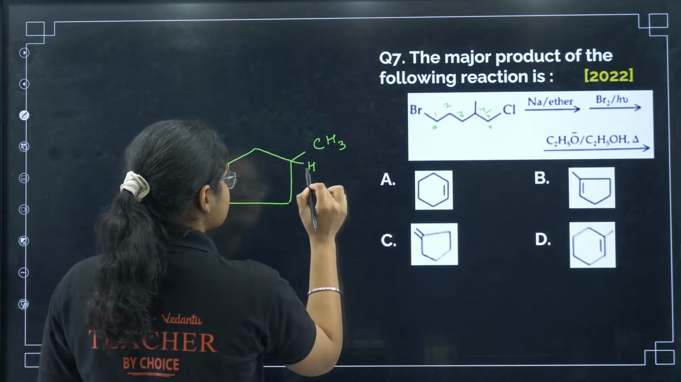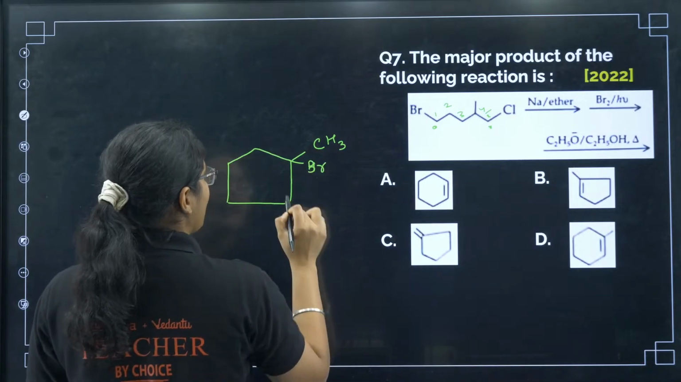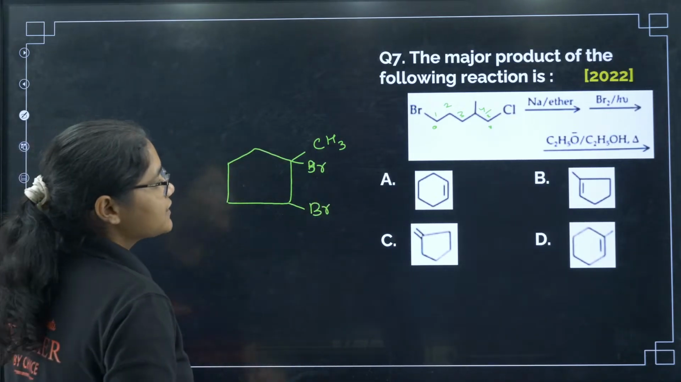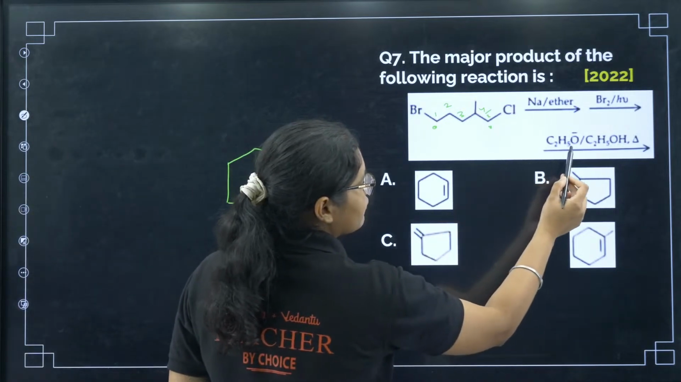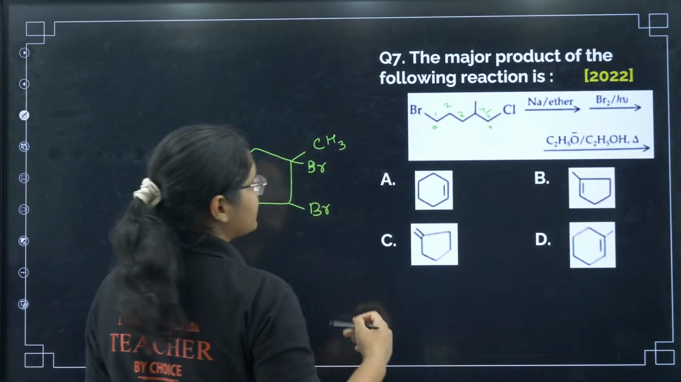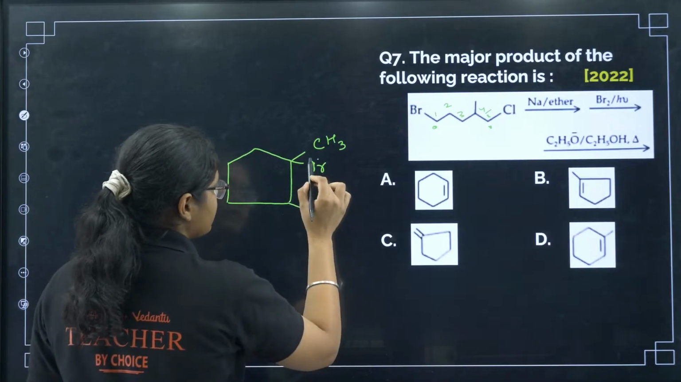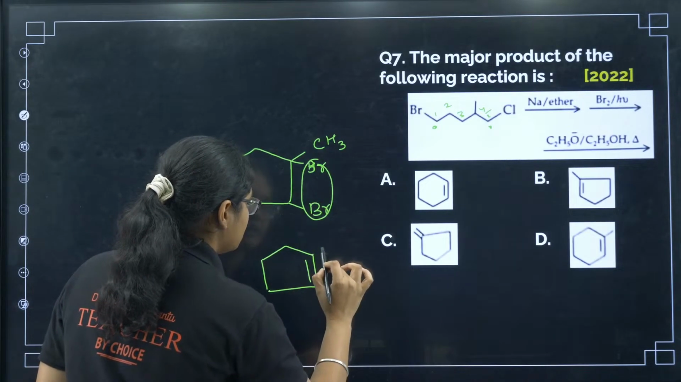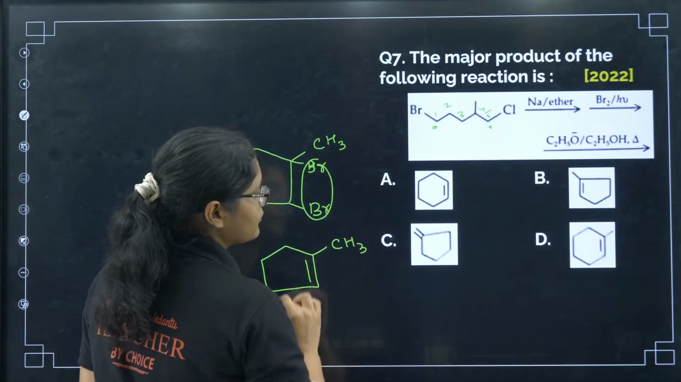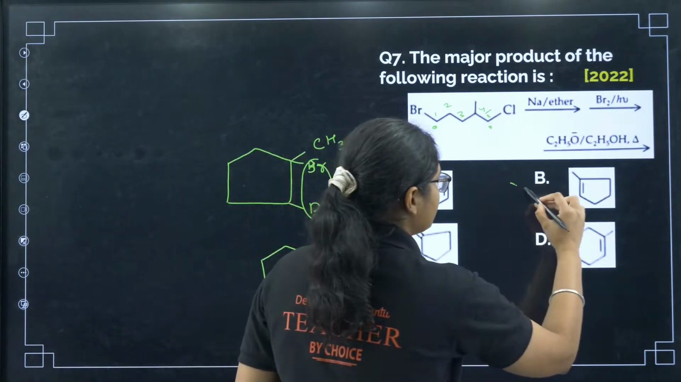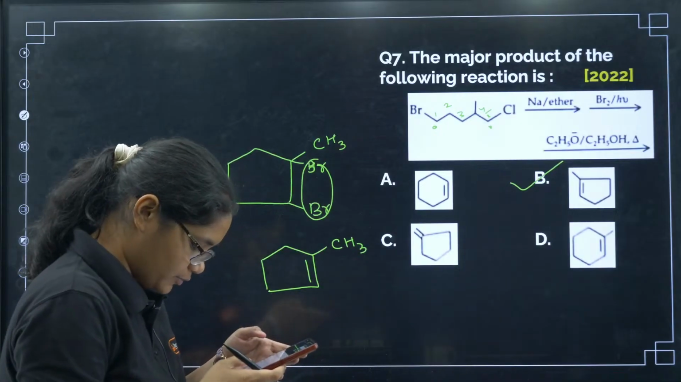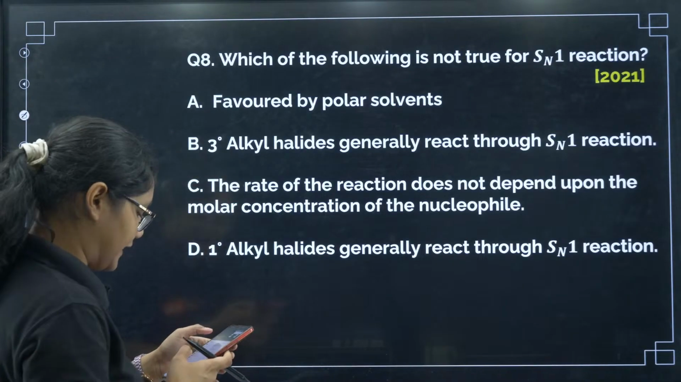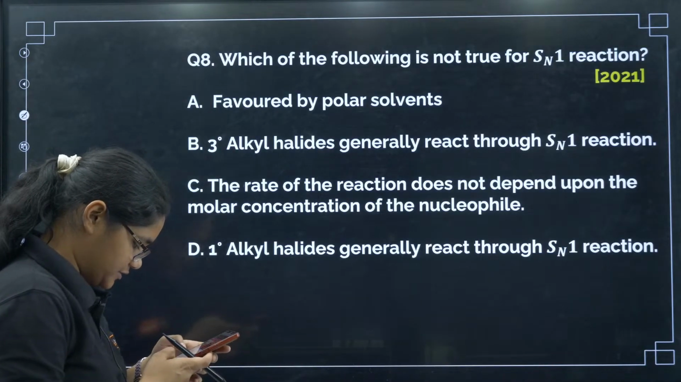So here this H is there, that will be replaced with bromine, and any one of the other group is replaced with bromine. After that if you do C2H5O minus, C2H5OH and heat, so there will be debromination, or this bromine group will be removed and you will get one alkene with CH3. Okay, so the answer here will be option number B here. Okay, yes. Next we have question number 8 here.